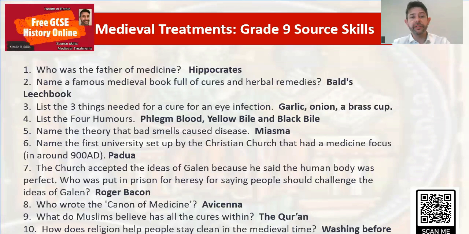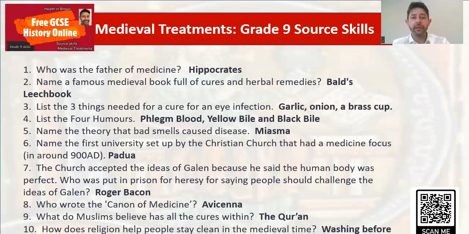Another simple thing, question 3: list 3 things you need to cure an eye infection. So garlic, onion, and a brass cup. These are 3 easy things to remember. Easy, particularly garlic and onion, everyday items that could kill bacteria. Obviously, they didn't know about bacteria, but we know that it can kill them.